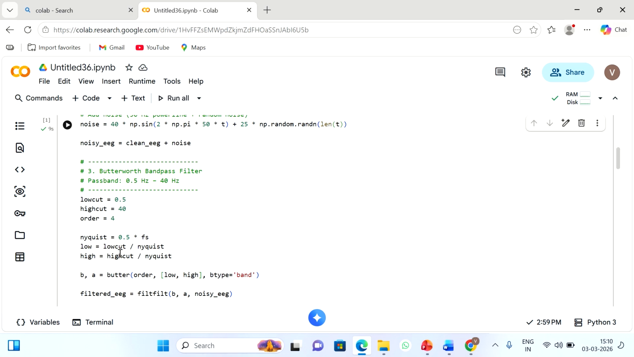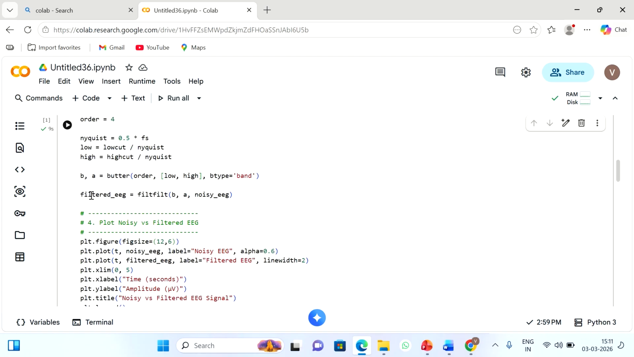So next one, Nyquist is equal to half of the sampling frequency. This is the criteria which should be satisfied. And then low equal to low cut by Nyquist, high equal to high cut by Nyquist. So lower cutoff frequency divided by Nyquist, where Nyquist is equal to Fs by 2, will be the normalized frequency. The whole term will become normalized. So the cutoff frequency will become normalized. In the same way, high is equal to high cut divided by Nyquist. So the higher cutoff frequency will become normalized.